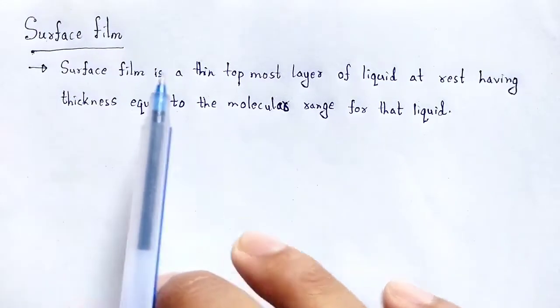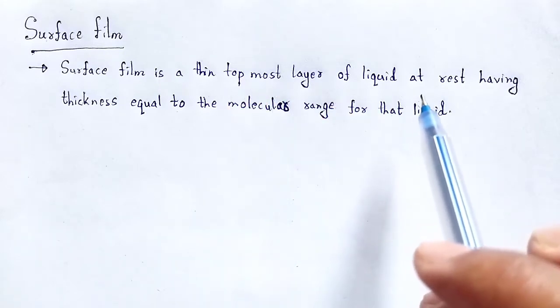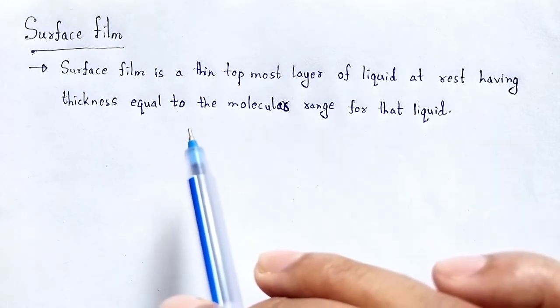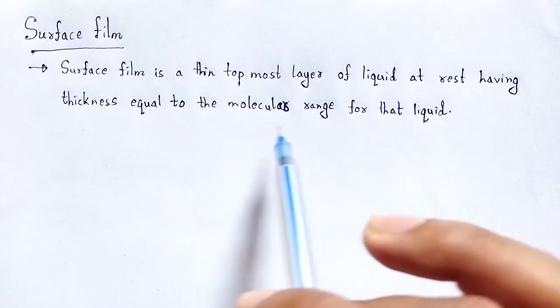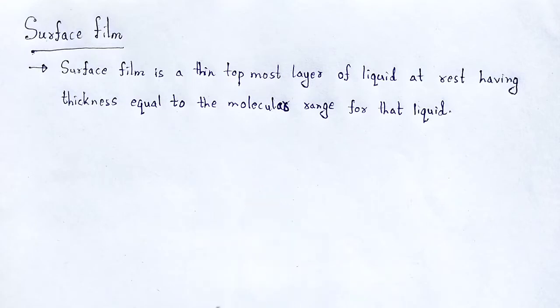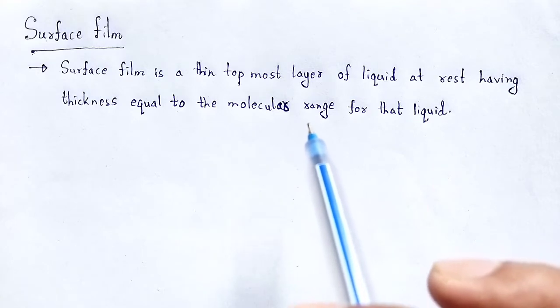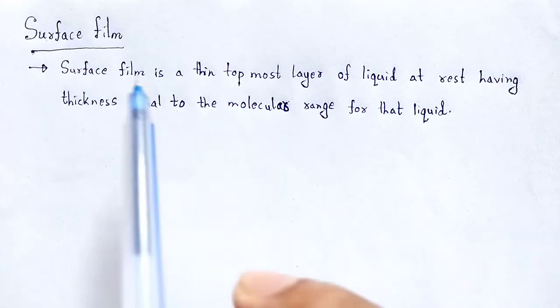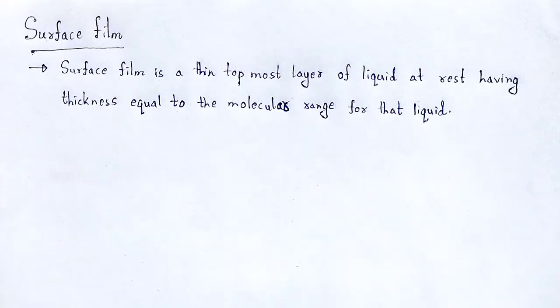Surface film is a thin topmost layer of liquid at rest, having a thickness equal to the molecular range of the liquid. The molecular range is the maximum distance up to which a liquid molecule can exert some appreciable force of interaction on other molecules. Usually the molecular range of liquids is nearly equal to 10 to the power minus 9 meter. This is about surface film.